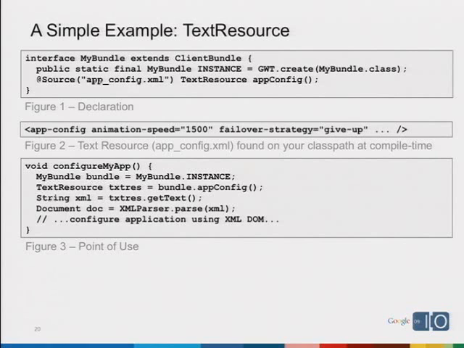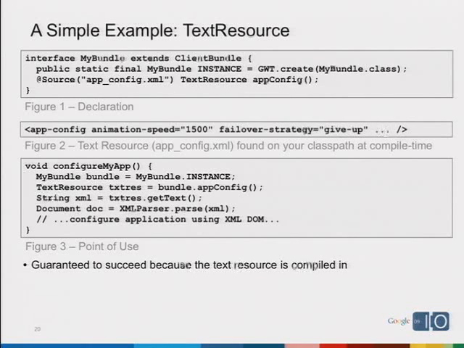So this is some code where I'm actually going to use this bundle. I'll grab the instance in the bundle variable there. I'll call the appconfig method, which returns the text resource. It has a getText method that gives me the XML that was attached to my compiled script. And then I can pass that into the GWT XML library and set up my application.